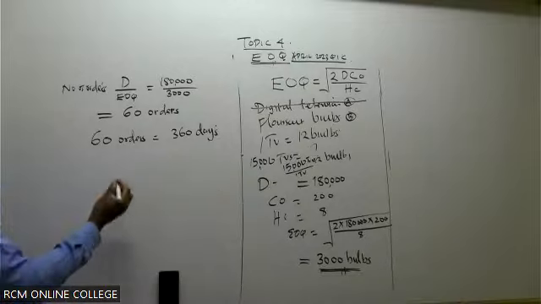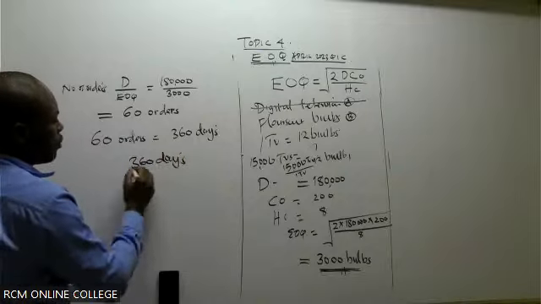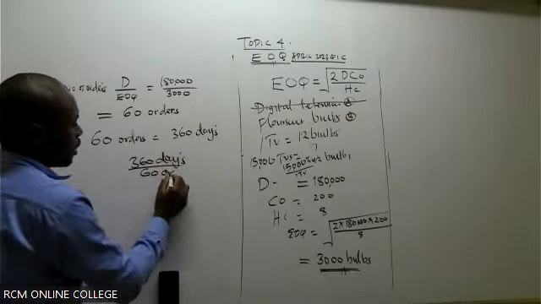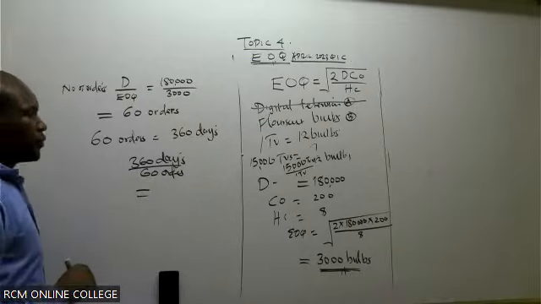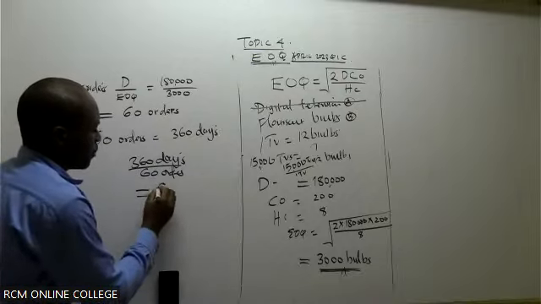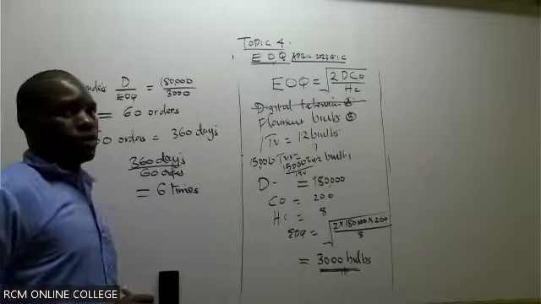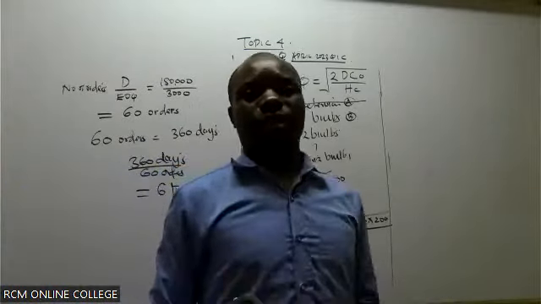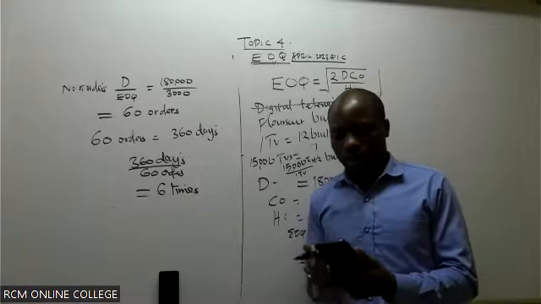So for the interval, we just take our 360 days and divide by 60 orders. What will we have there? Every 6 times. So that's what you are required to do in that particular question.